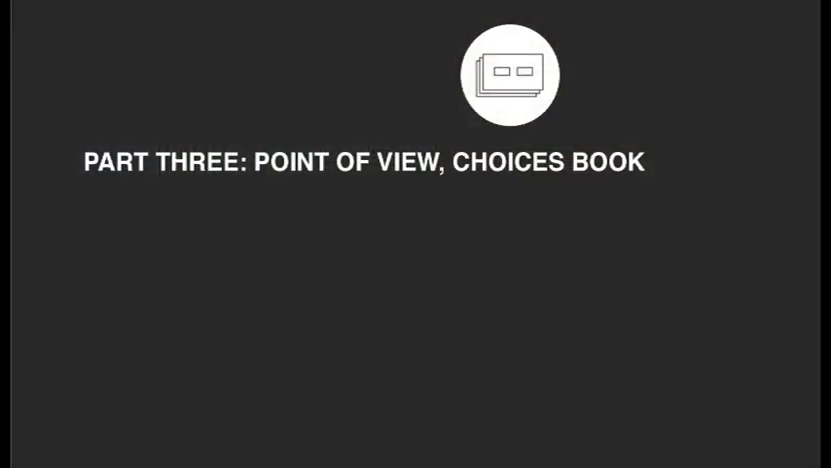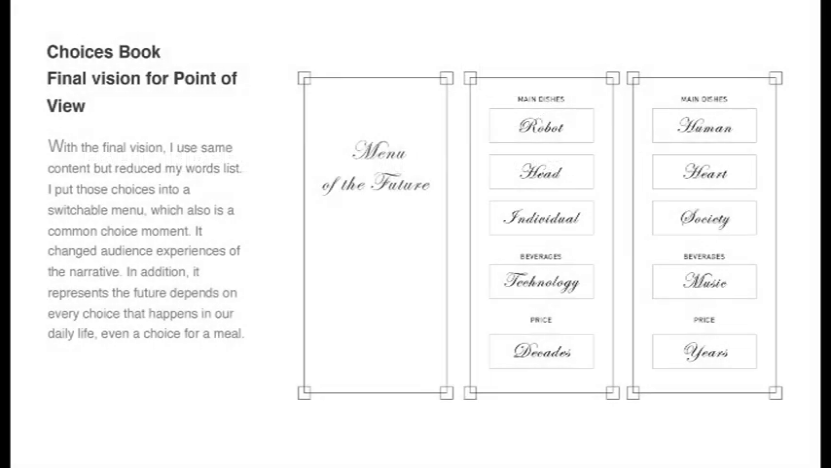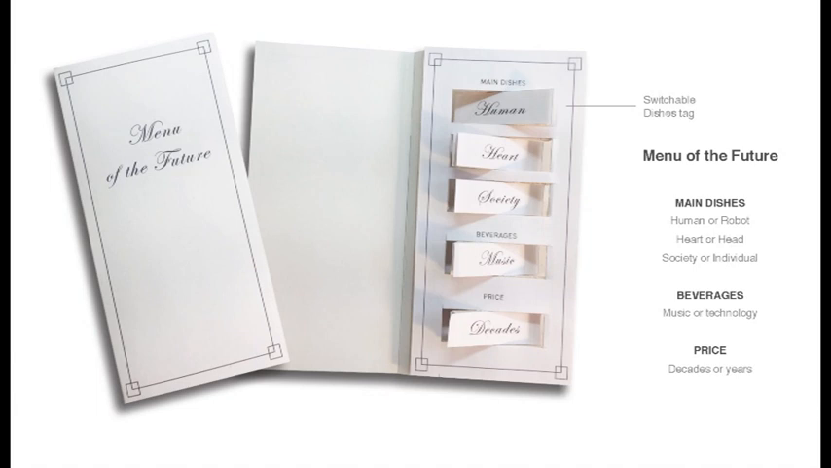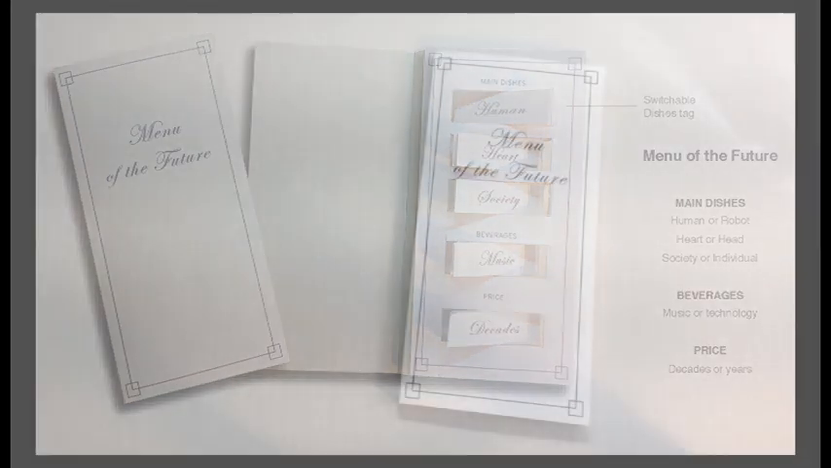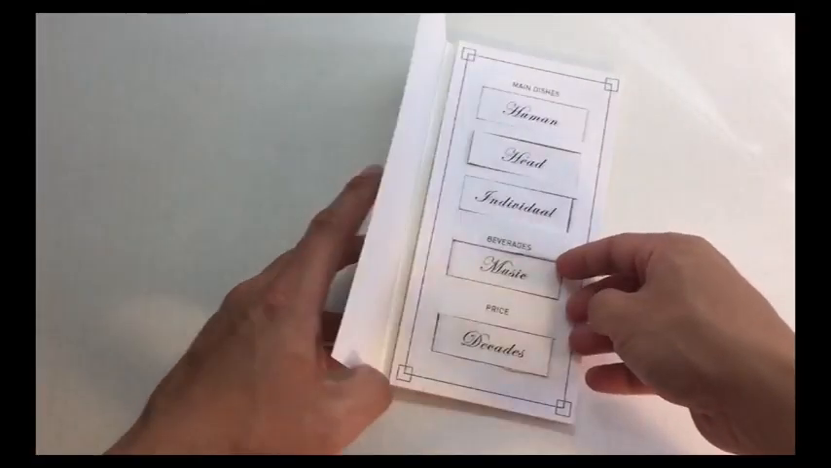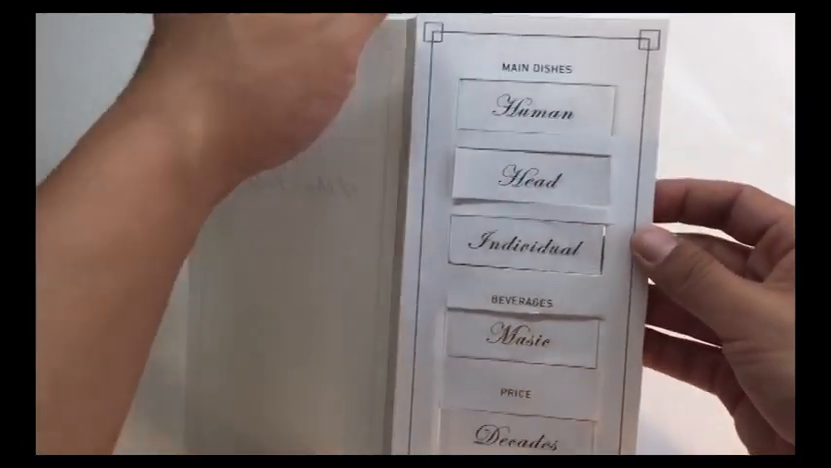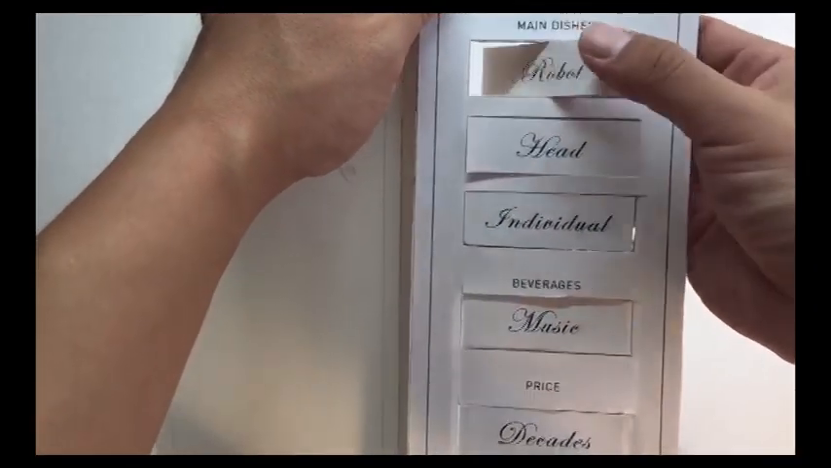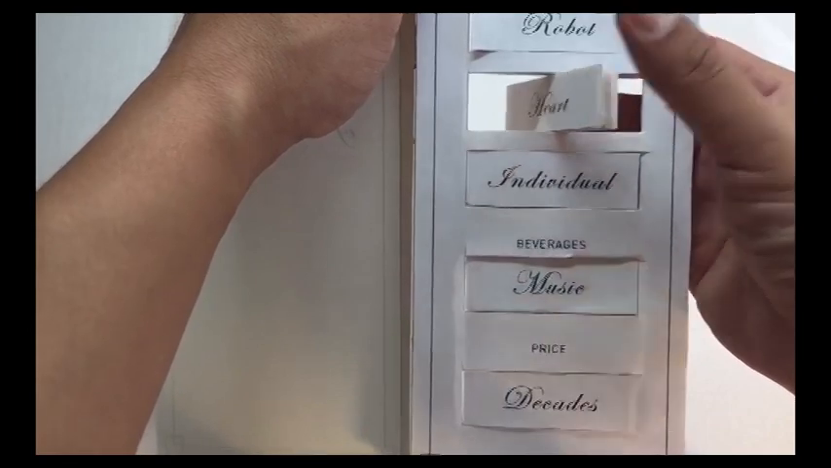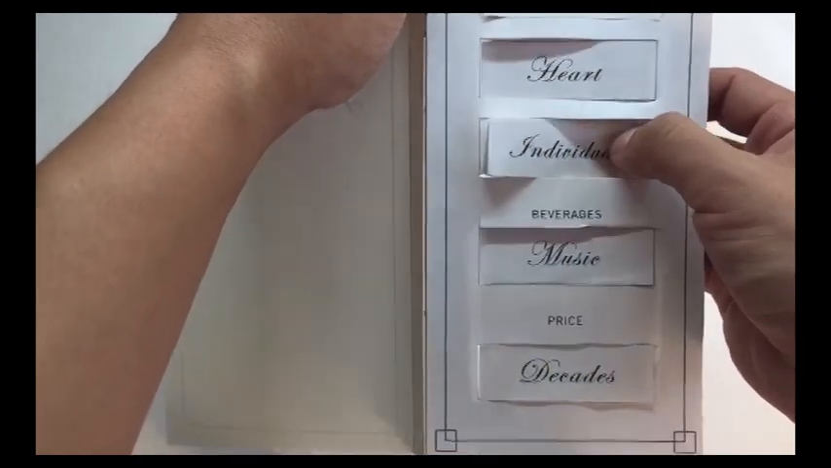Later, I update this book for the project part 3, the point of view. I use some content but reduce my word list. I put those choices into a switchable menu, which also is a common choice moment. It changed audience experiments of narrative. In addition, it represents the future depends on everyone's choice that happens in our daily life, even a choice for a menu.